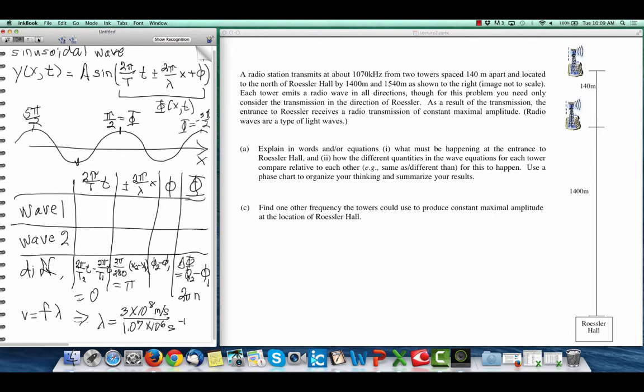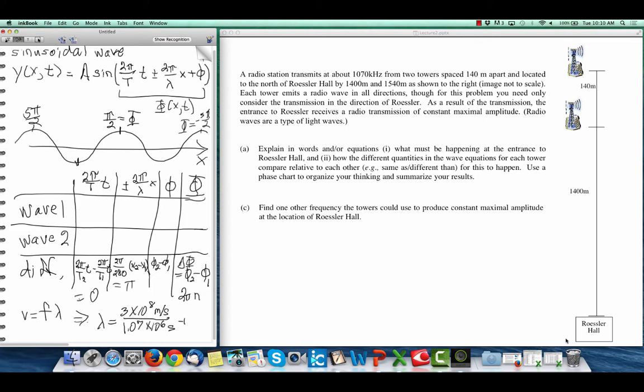Let's make it pi. So when one of them is putting out a maximum signal, what's the other one putting out at exactly that same time? A minimum signal. If the fixed phase is different by pi, that just tells you that at the same time, they're doing the opposite things. One's putting out a maximum signal while the other's putting out a minimum signal. The end result of all of that is that there's a maximum at Rossler Hall.